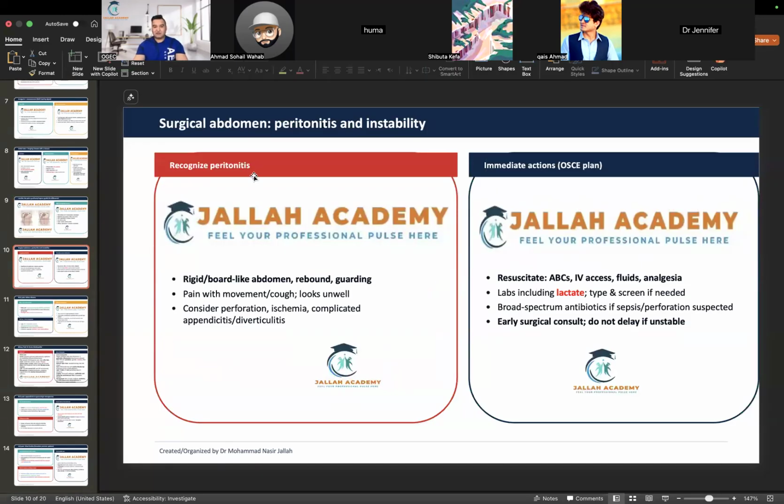So recognize peritonitis. I think we did talk about this as well. If the patient has a rigid, board-like abdomen, rebound, guarding, remember, these are the characteristic clues for peritonitis. Whether you're doing MCCQE Part 1 or the OSCE, if you see a rigid, board-like abdomen, rebound, guarding, think about peritonitis. It is peritonitis unless proven otherwise.